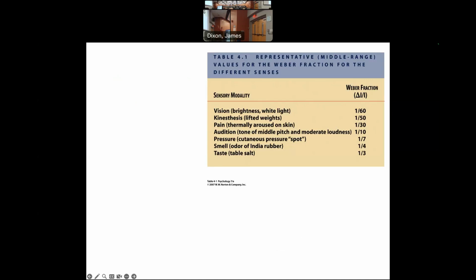Your kinesthetic system is also pretty good. You need 1/50th of change in weight, to name something, in order to detect a change. Your taste system, surprisingly, is really not that great. It needs 1/3 of a change in parts per million, probably.